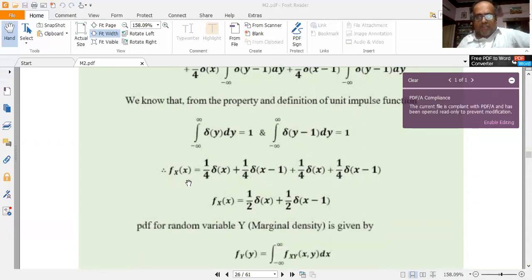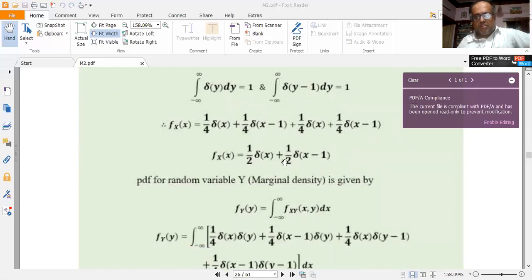So I get fx of x to be equal to 1 by 4 delta of x plus 1 by 4 delta of x minus 1 plus 1 by 4 delta of x plus 1 by 4 delta of x minus 1. Now adding like terms, 1 by 4 plus 1 by 4, I get fx of x is equal to half delta of x. Similarly, plus half delta of x minus 1 after adding 1 by 4 delta of x minus 1 and 1 by 4 delta of x minus 1. So fx of x is equal to 1 by 2 delta of x plus 1 by 2 delta of x minus 1. This is the first marginal PDF.